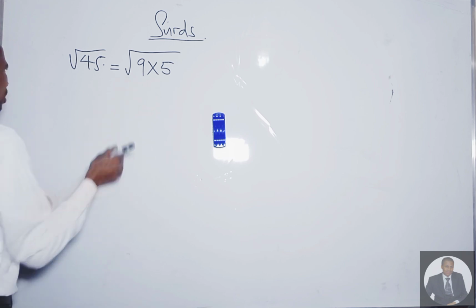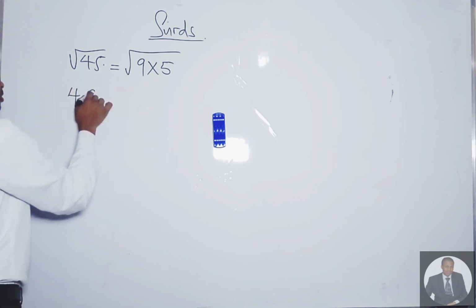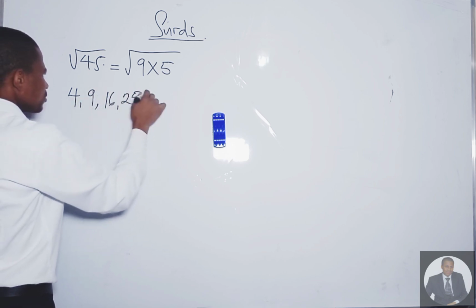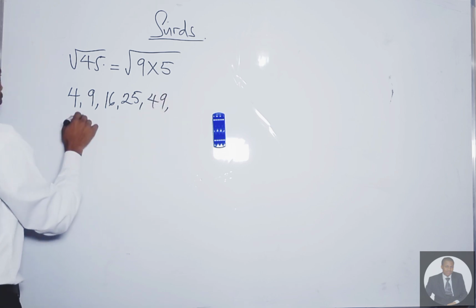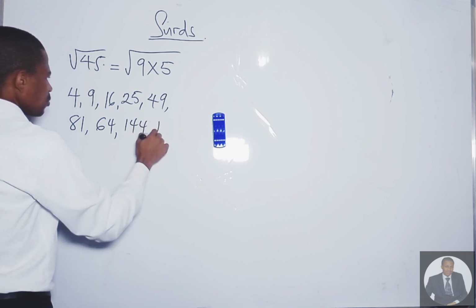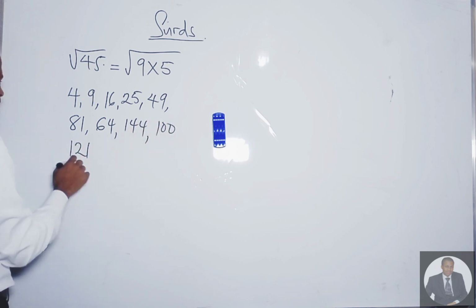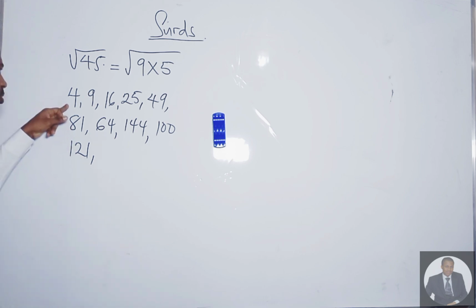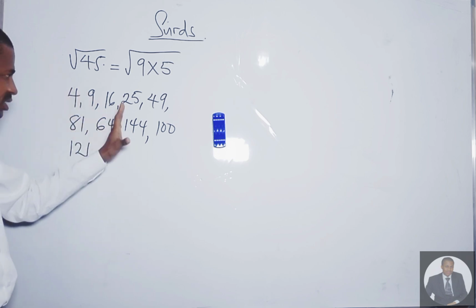What are perfect squares? Perfect squares are numbers like 4, 9, 16, 25, 49, 81, 64, 144, 100, 121. What are perfect squares? Perfect squares are numbers that when you find a square root, they give us an integer without decimal.